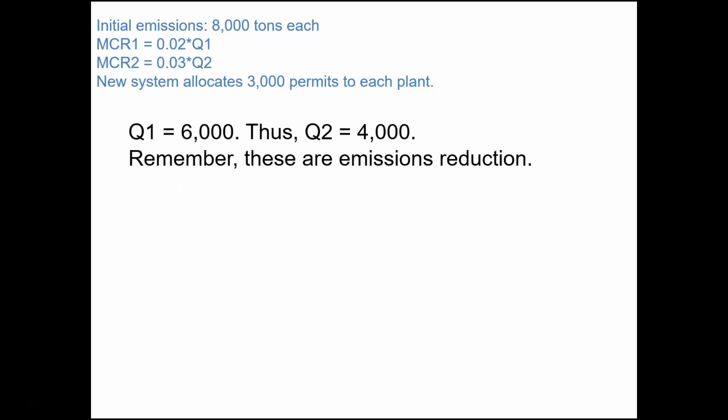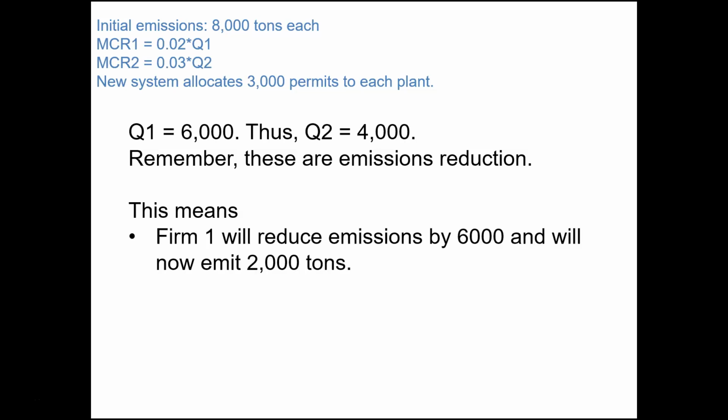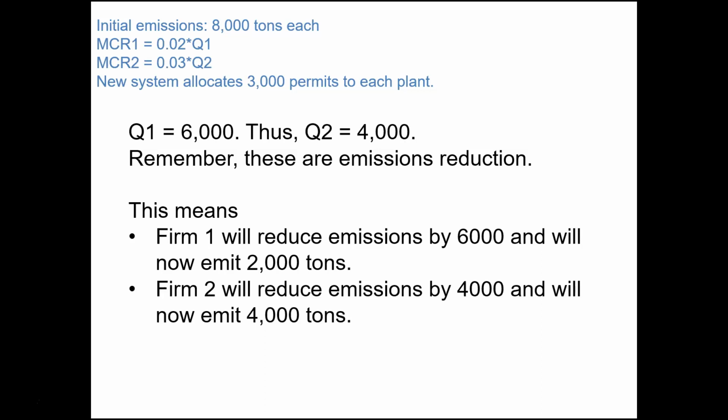So remember that these numbers, 6,000 and 4,000, are emissions reductions. They're not the total final number of emitted tons. But we can figure out the final number of emitted tons by knowing where we started. So each firm started at 8,000 tons. So this means that firm 1 will reduce emissions by 6,000, Q1, and will now emit 2,000 tons. Firm 2 will reduce emissions by 4,000, and so they'll now emit 4,000 tons.